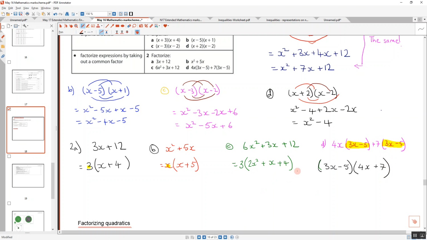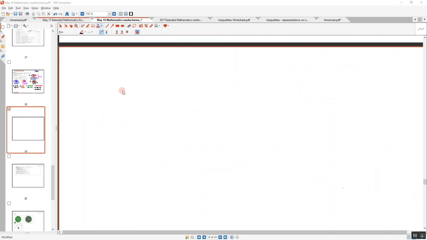It's now in brackets. What if you did it like the 4x plus 7 is in front, and then the 3x minus 5 is in the back? Okay, well remind me, what are these two things doing to each other? Multiplying. Does it matter which way around I multiply two numbers? No. So it doesn't matter which way you write it. Okay, let's copy this down.